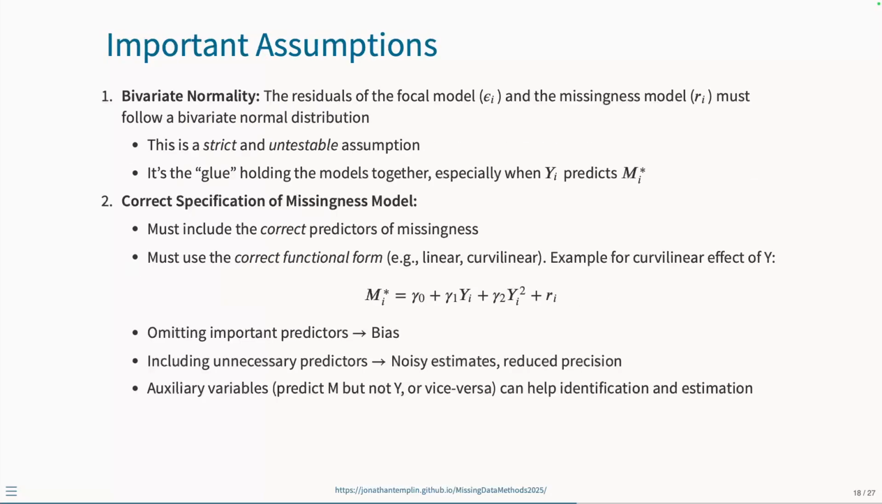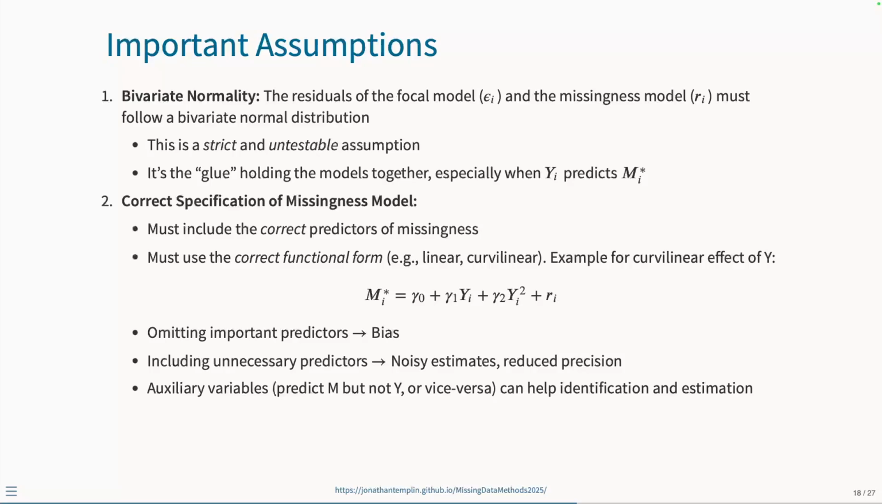Right? Now, the important assumptions here are the residuals of the focal model and the missingness model must follow a bivariate normal distribution. This is strict and testable, right, itself. The other assumption is that we correctly specified the missingness model. Right? Missing here is caused because of y, or in this case, y or x. You may have a functional form of y as well, too. It may even be more complicated than that, right?